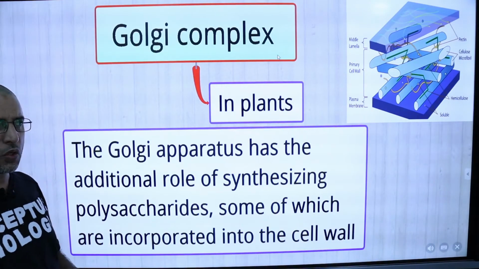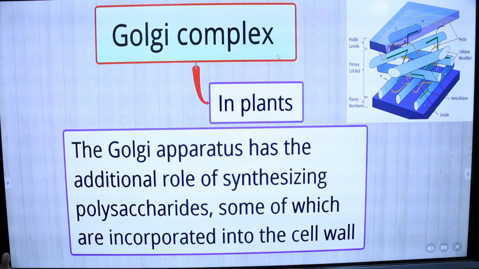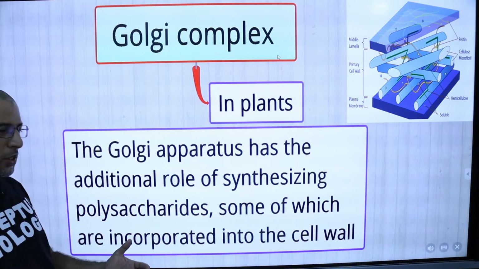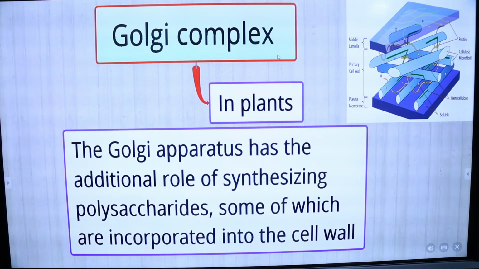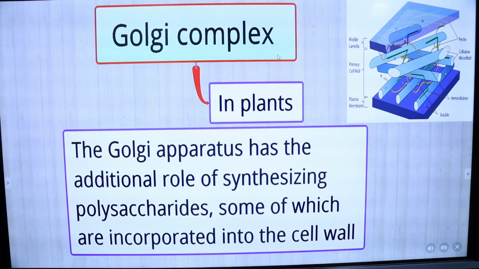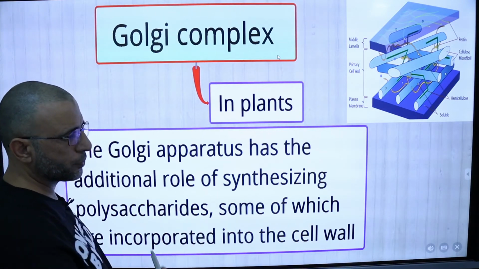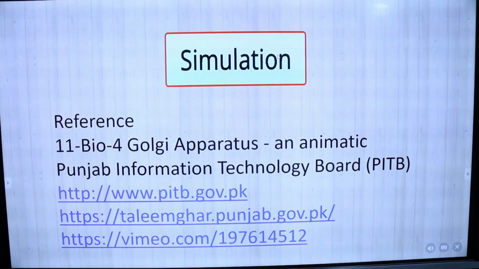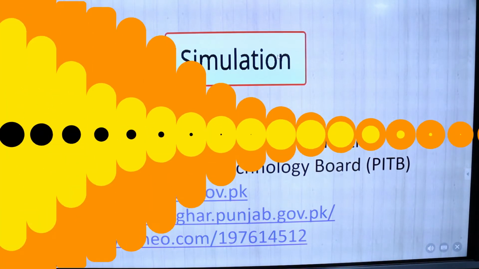In case of plants, the Golgi complex has an additional role as compared to animal cells, and that role is the synthesis of polysaccharides like cellulose, and that cellulose is incorporated in the cell wall. Let's watch this simulation to check thoroughly the function of the Golgi complex.